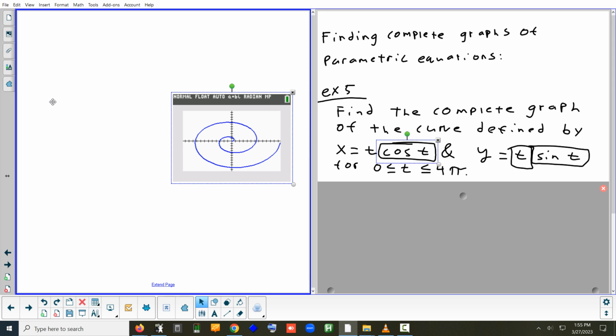And there are some other ones that we'll practice graphing, but I'll leave that for the moment.